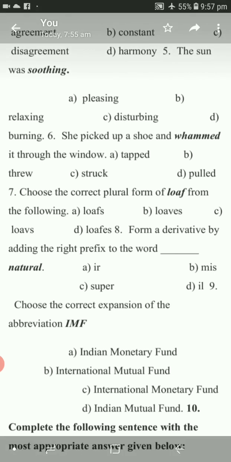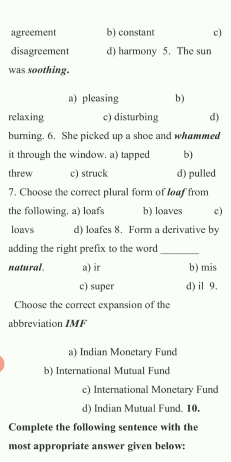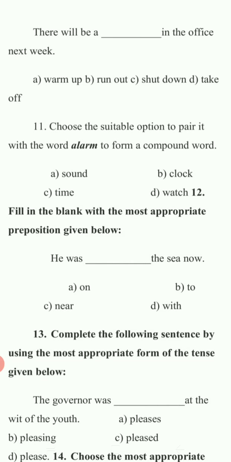Tenth question. Complete the following sentence with the most appropriate word given below. There will be a dash in the office next week. Warm up, run out, shut down, take off. Which is the correct answer? Option C, shut down is the correct answer.